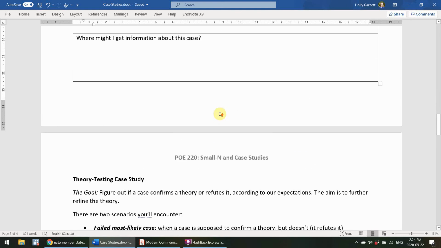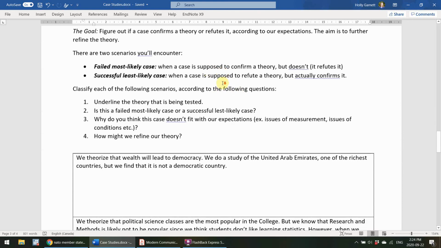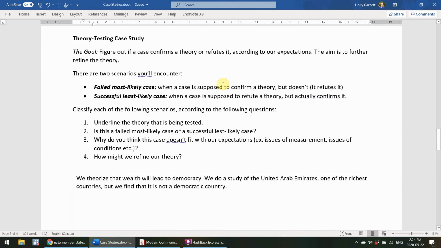The second way of doing a case study is a theory testing case study. So we want to know if a case confirms a theory or refutes it, and the aim is to further refine that theory. So there's 2 scenarios you might encounter. The first one is pretty easy to understand.